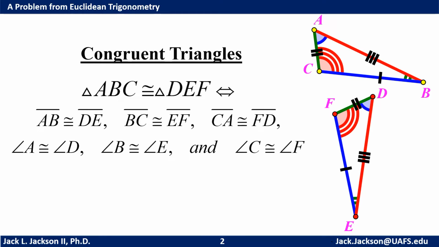Now let's remember our definition. We say triangle ABC is congruent to triangle DEF if and only if all the corresponding parts of the congruent triangles are congruent. So side AB has to be congruent to side DE, side BC has to be congruent to side EF, side CA has to be congruent to side FD, angle A has to be congruent to angle D, angle B has to be congruent to angle E, and angle C has to be congruent to angle F. And the order you write this does make a difference. And so you can see a pair of congruent triangles illustrated over here.